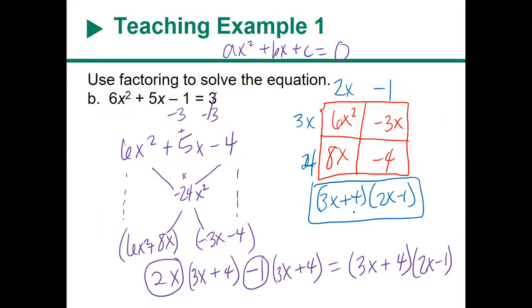Okay, here, I got my two factors. They were 3x plus 4 and 2x minus 1. And I'm going to solve for x. So that means I'm taking each one of them and setting it equal to 0. So I have 3x plus 4 equals 0. And I have 2x minus 1 equals 0. So x equals what? Negative 4 over 3, right? So one answer is x equals negative 4/3. And the other answer is positive 1/2.